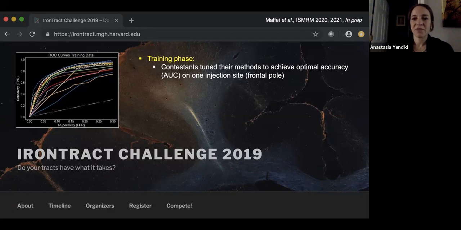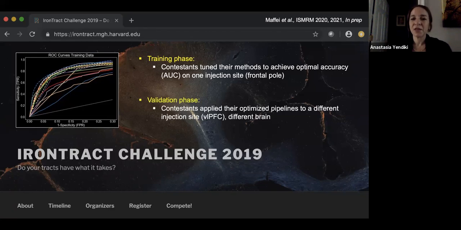Once they finished that phase and they got the best results they could, they used that optimized pipeline in another data set from a different animal with an injection in a different area of the brain, in the ventrolateral prefrontal cortex. So the goal was to see if you optimize for one seed area, do you also get optimal accuracy for another seed area?